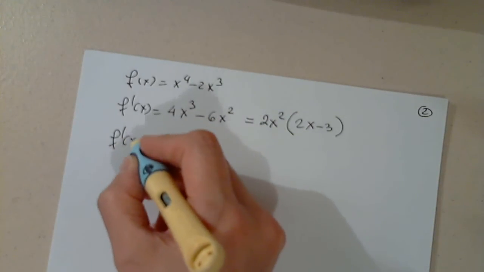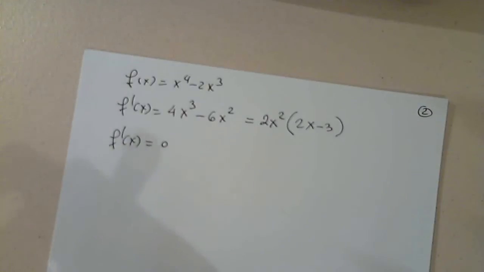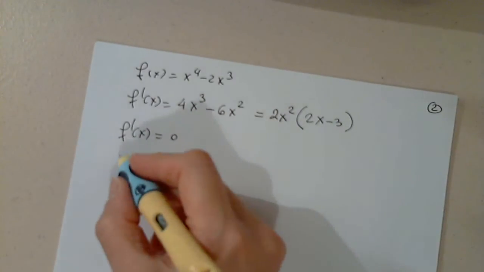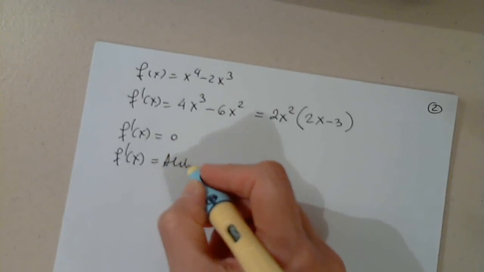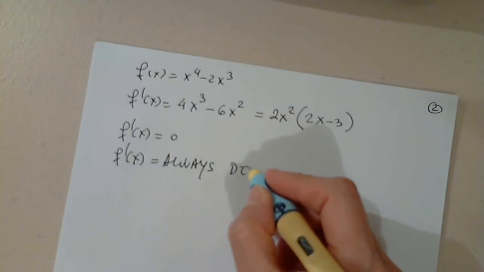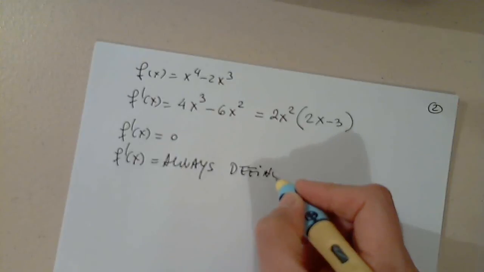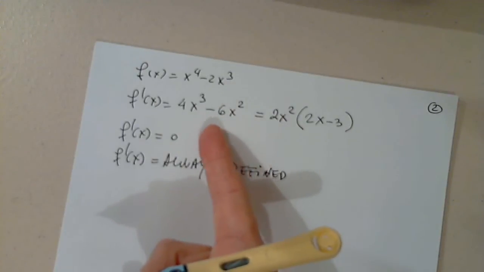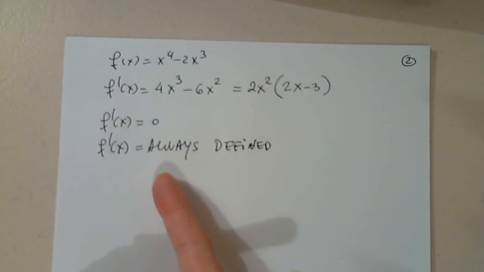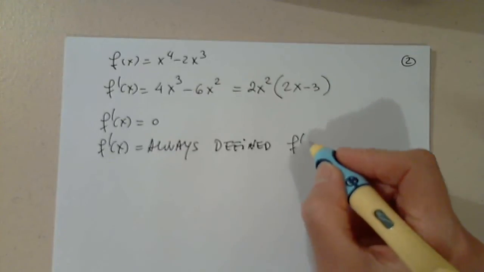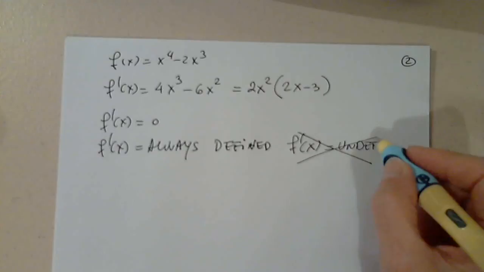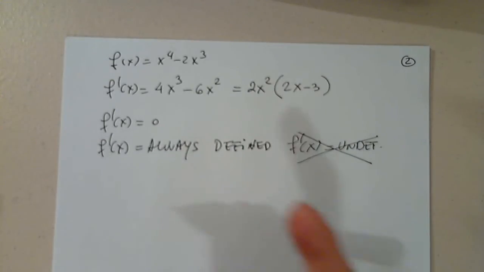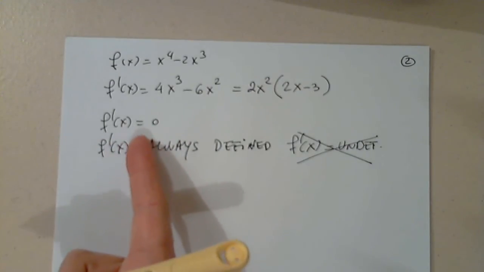And now I will set the first derivative equal to 0. First, f prime of x is always defined. It's a polynomial function, so no critical numbers can ever come from f prime being undefined. That's not an option for this function. Critical numbers can come only from f prime being 0.